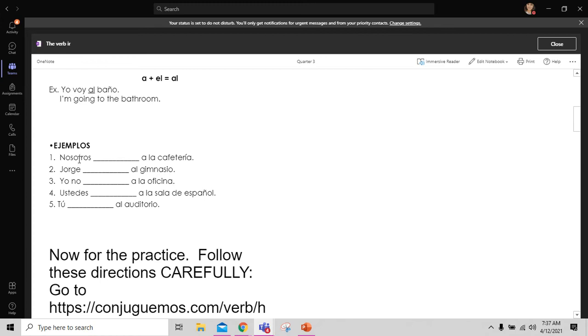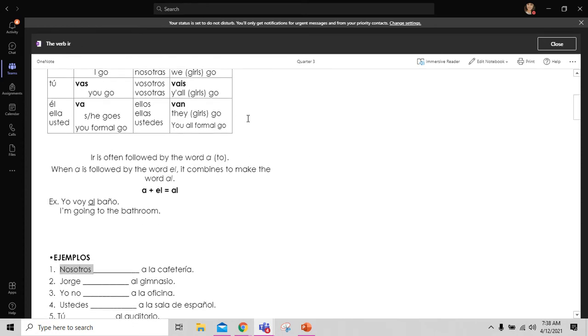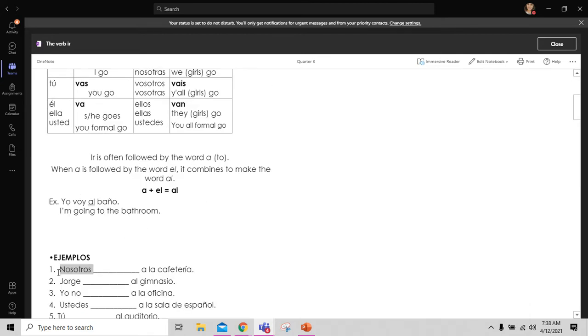All right. So what we're going to do is we're going to look at the word. And you know what? I'm going to do them here in the notes. I'm not going to type the answers. I will, but then I'm going to delete them. Okay. So we're going to look at the subject pronoun, and we're going to find the conjugated form of the verb ir in the verb chart.